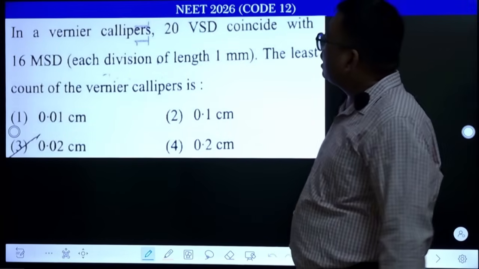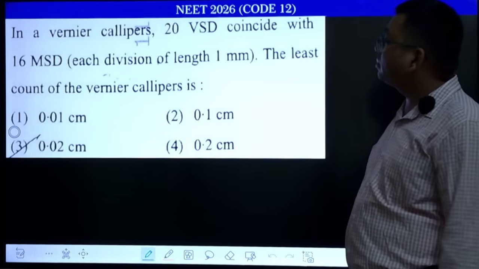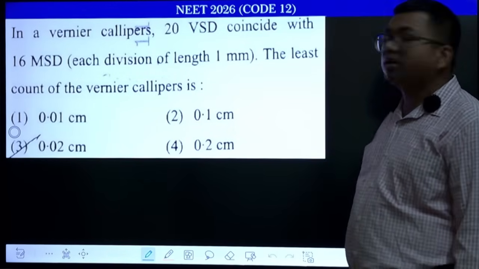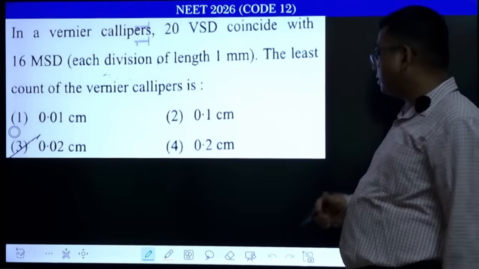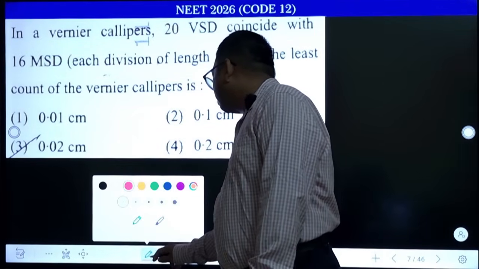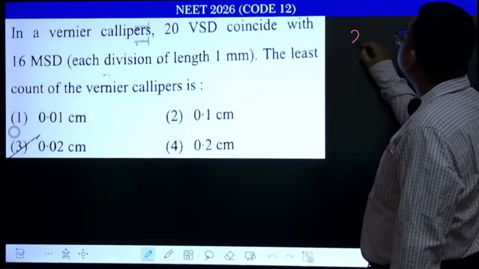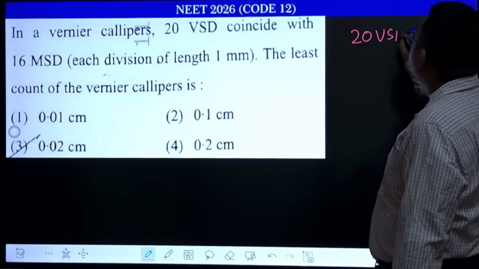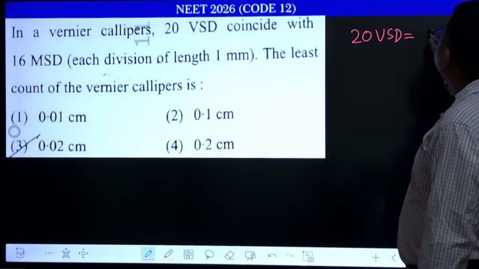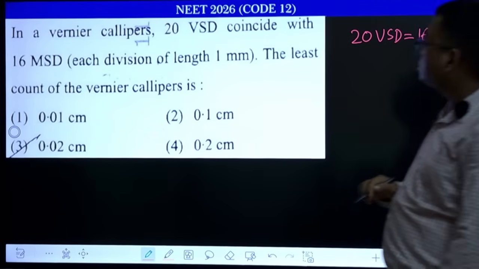In a Vernier caliper, 20 VSD coincide with 16 MSD. Each division of length is 1 millimeter. Least count. Direct formula, can we apply that? Let us try first. So first of all, from here, what information do we get? We get 20 VSD is equal to 16 MSD, and 1 MSD means 1 millimeter.